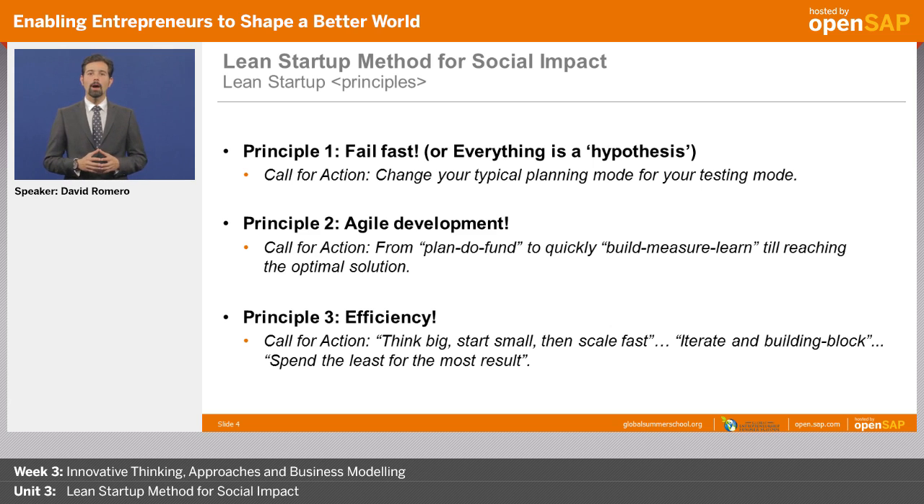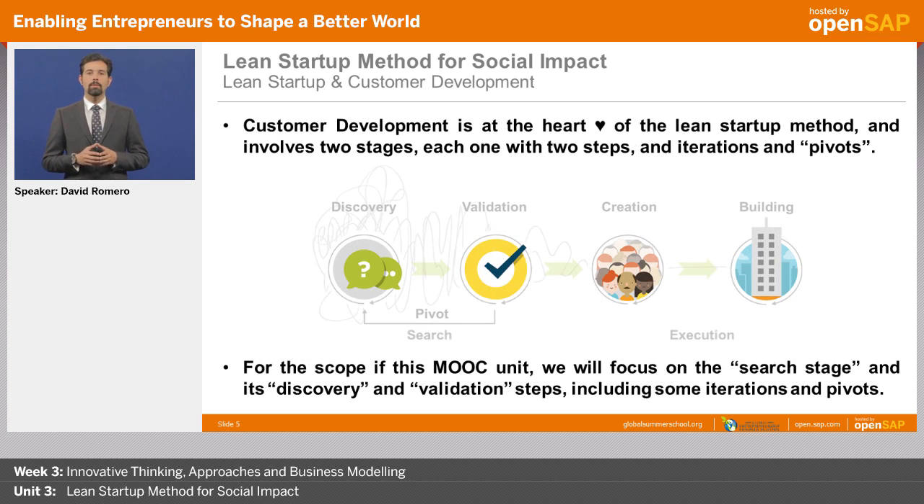Customer development is at the heart of the Lean Startup method and involves 2 stages, each one with 2 steps and iterations and pivots. When it comes to the first stage of searching, it includes 2 steps, which are discovery and validation. And the second stage focuses on the creation and building of the company. For the scope of this MOOC, we're going to focus on the first stage, which is discovery and validation, in order to discover a social problem worthy to be solved for social impact and good.